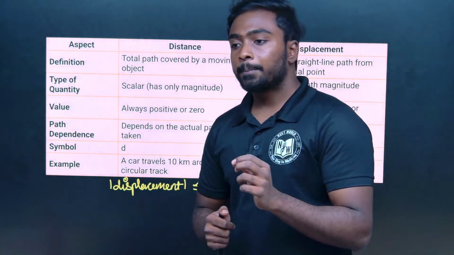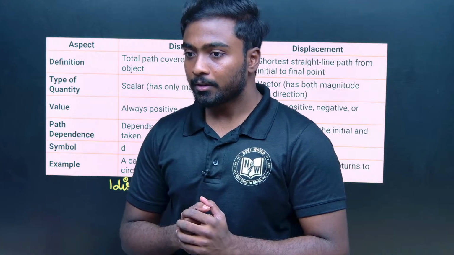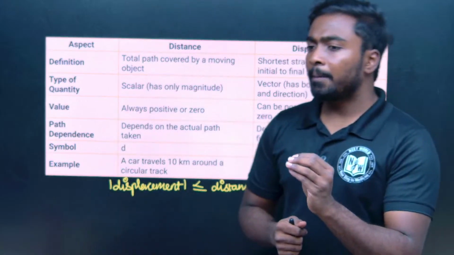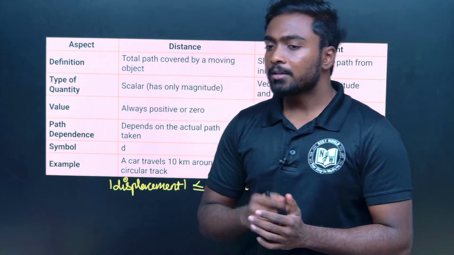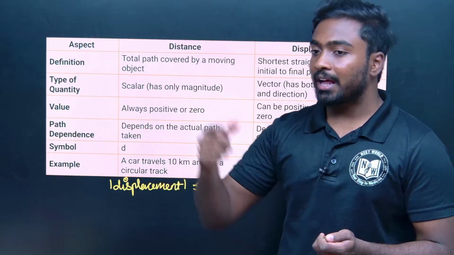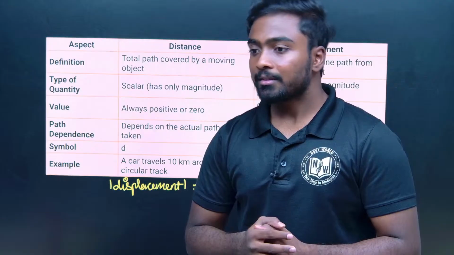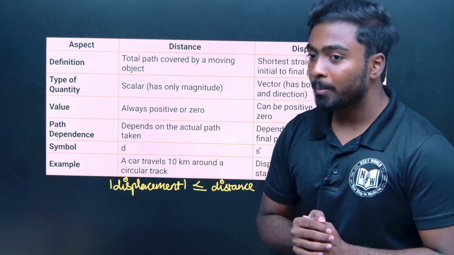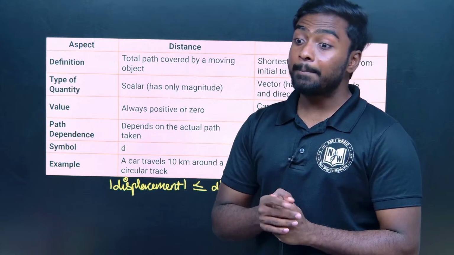Suppose a person is traveling from Hyderabad to Vizag, approximately 500 kilometers. So the distance traveled is 500. Again he is traveling from Vizag to Hyderabad. So the total distance is 1000. But what about the displacement? Zero, because we are in the same position.